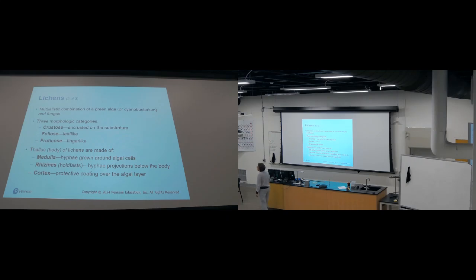So these lichens have a body that is called the thallus, and within the body you have the medulla, which is hyphae grown around the algae cells. So you have the algae and then you have your hyphae around, and then you have something that is called the rhizines or holdfasts, which are projections of the hyphae located below the body. And then in the cortex, which is like the outer part, you have a coating over the algal layer.